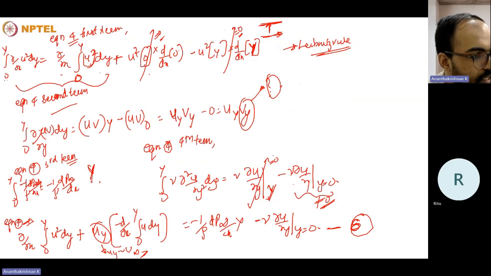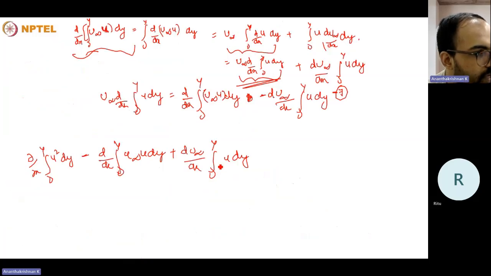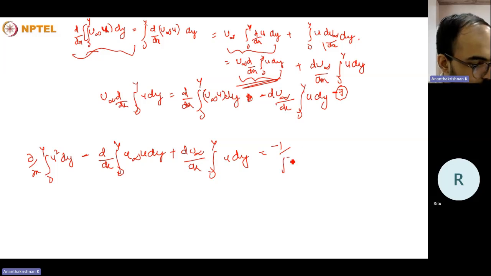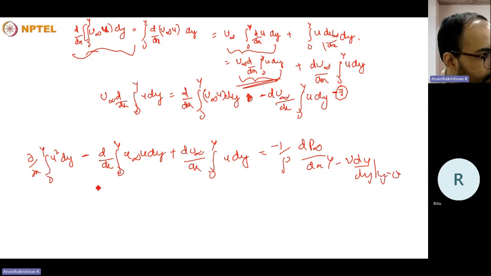So when we substitute that, it will become equal to the right hand side, which is minus 1 by rho dp infinity by dx, minus mu dou u by dou y at y equal to 0. So clubbing these two together, that will be d by dx of the integral in y, and taking a whole negative for this term.